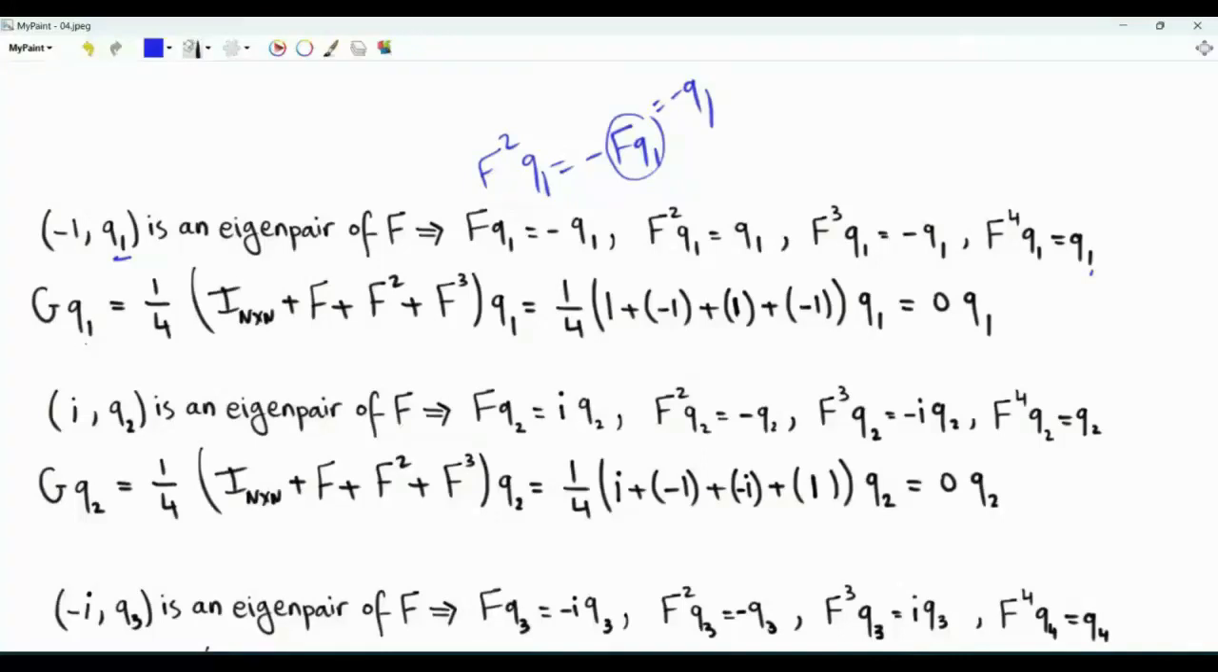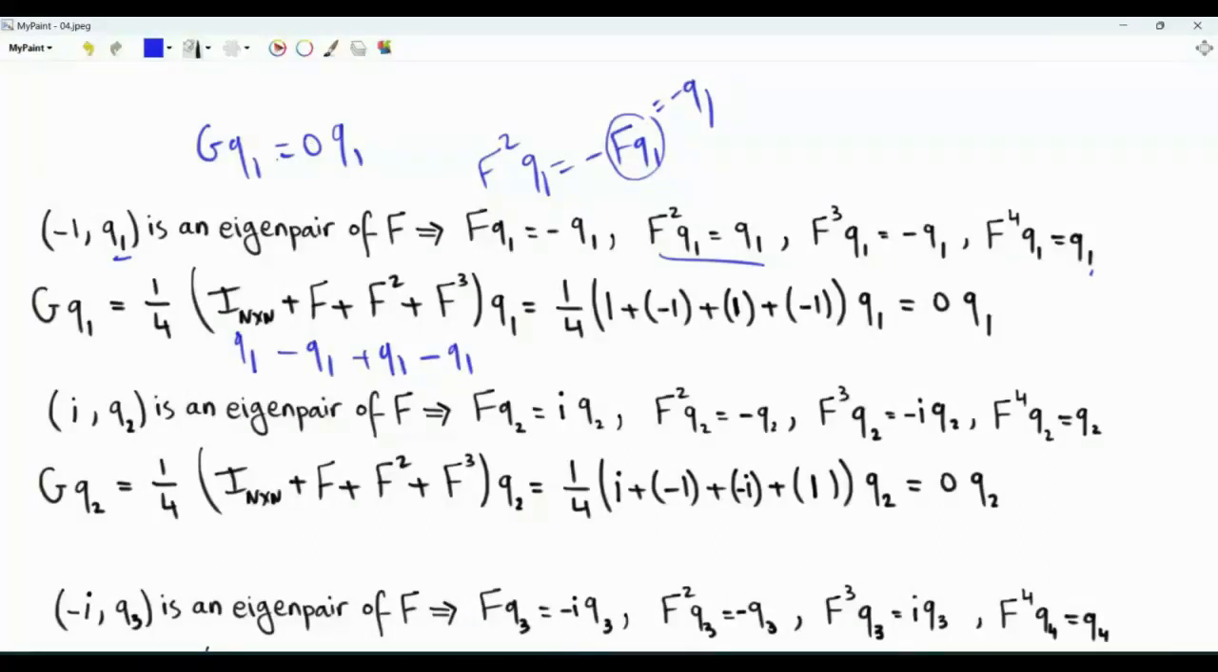Now let's investigate GQ1. Identity times Q1 will give us Q1. F times Q1 will give us minus Q1. F squared times Q1 will give us Q1. F cubed times Q1 will give us minus Q1. That's 0, which means that for an eigenvector of F associated with the eigenvalue -1, GQ1 is equal to 0 times Q1. It's an eigenvector of G associated with the eigenvalue 0.